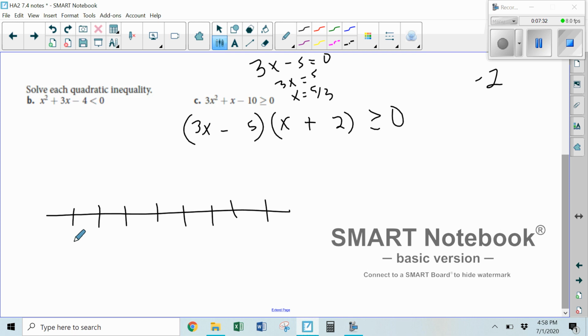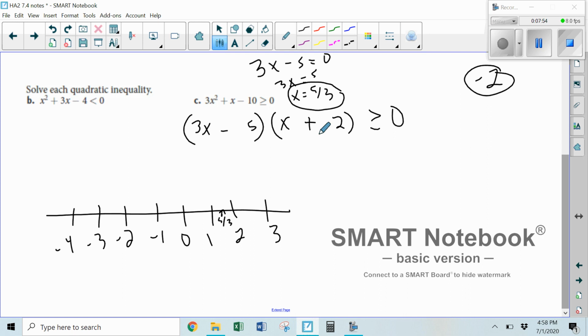So let's go with -4, -3, -2. And 5/3 falls, it's a little bit bigger than 1, but not bigger than 2. 5/3 falls about right there. So you can just write it like that. Okay, so we factor, we find what our zeros are going to be, and we make sure those are on our number line. Now let me do the first one.